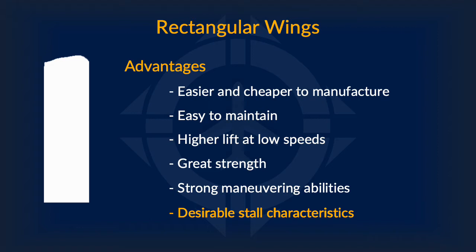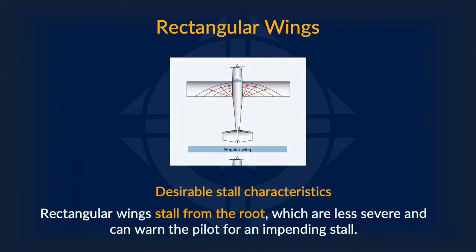Now, you may be confused about what this last one means. Desirable stall characteristics? What's that? See, rectangular wings stall from the root. This means that when an airplane is about to stall, the roots are affected first. Root stalls are desirable as it's less severe, so there's relatively less danger. As it warns the pilot for the impending stall, root stalls give ample time for a pilot to recover from the stall.